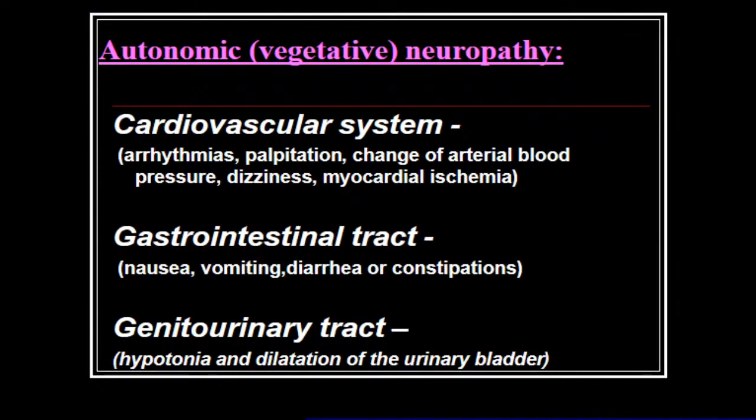Autonomic or vegetative neuropathy. Cardiovascular system: arrhythmias, palpitations, change of arterial blood pressure, dizziness, myocardial ischemia. Gastrointestinal tract: nausea, vomiting, diarrhea or constipation. Genitourinary tract: hypotonia and dilatation of the urinary bladder.